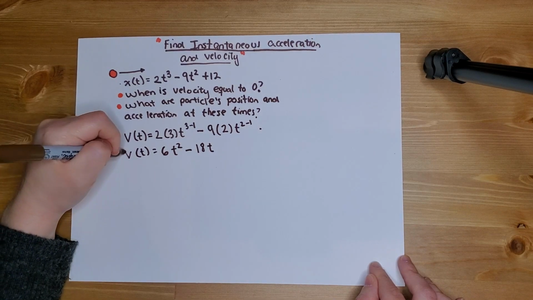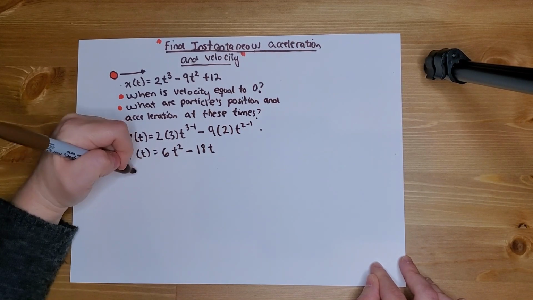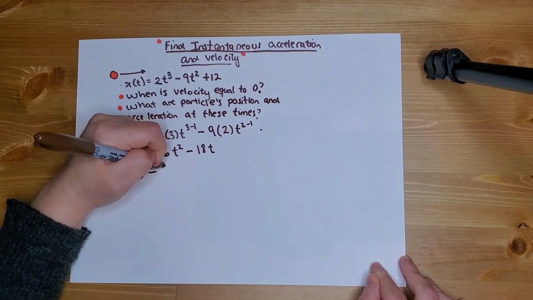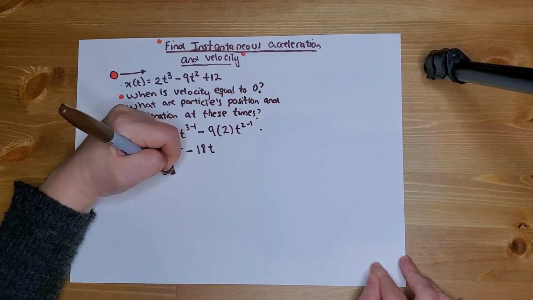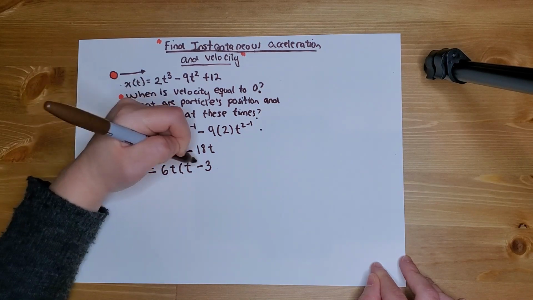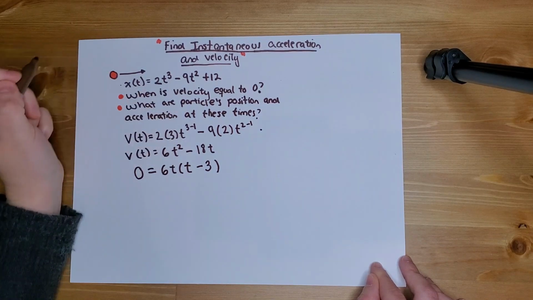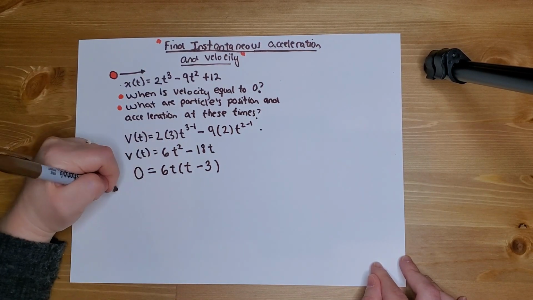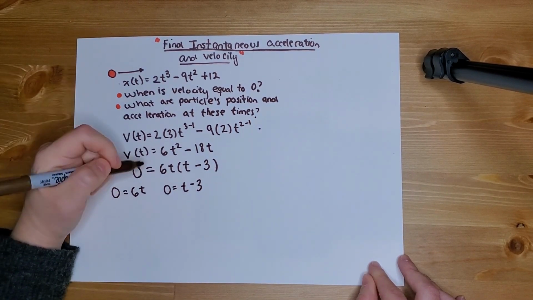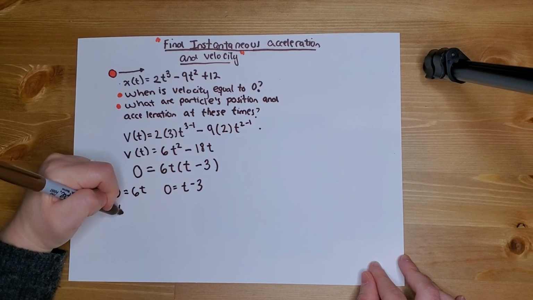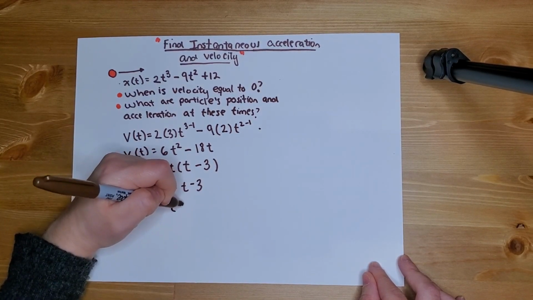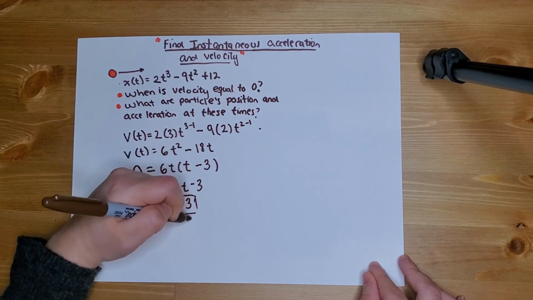Now, we need to find my time when my velocity equals 0, so I'm going to set this equal to 0. And I'm going to factor out a 6, and then t times t minus 3, because 6 times 3 equals 18. So once I factor this out, I get those two terms. So then it's very simple. I have 0 equals 6t and 0 equals t minus 3. My times when the velocity equals 0 are t equals 0 in this case, and t equals 3 in this case. So we finished with the first question here.